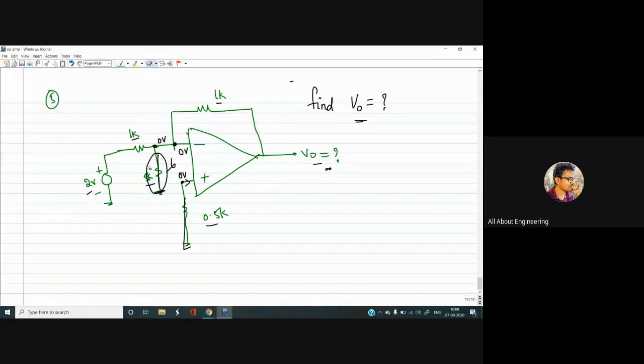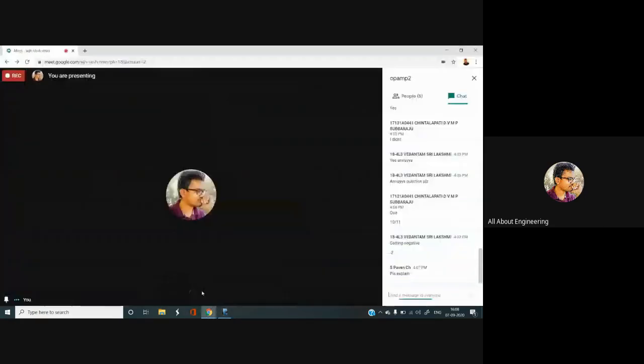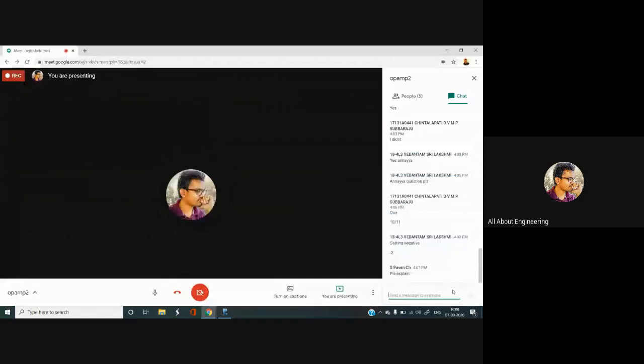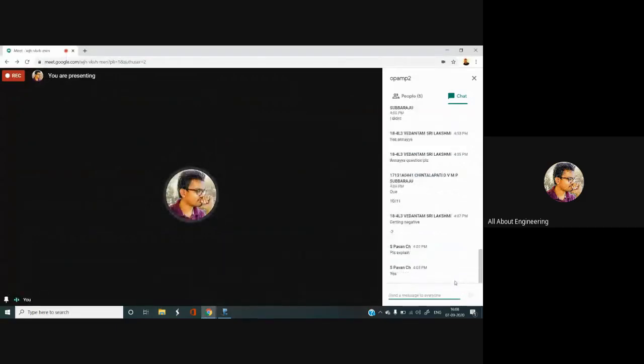Now if you look again, this circuit can be simply modified like this. Now, V output by V in for an inverting amplifier is minus RF by R1 into V in, with V in 2 volts. So V out would be minus 2 volts. As simple as that. Clear? Clear, guys. Very simple. But all you have to do is analyze the question first on your own.